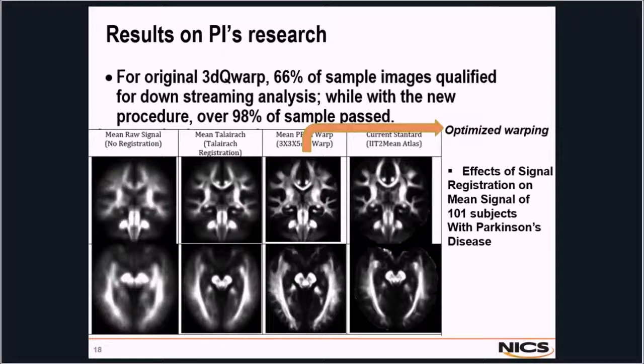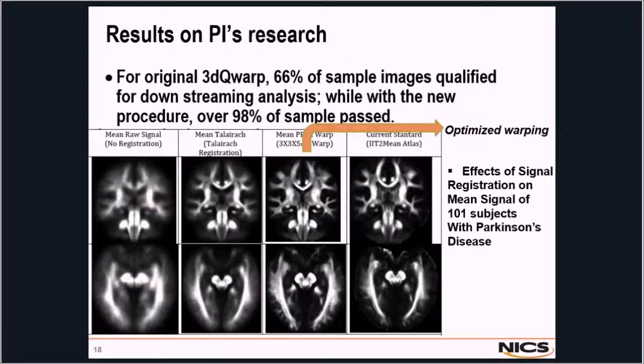You can visually see this difference in this image. On this slide, the leftmost column is the raw image without registration. It has 101 subjects with Parkinson's disease. When we take the mean across this average image without registration, you see the signal is blurred across the whole image. You basically cannot use that image for downstream analysis.